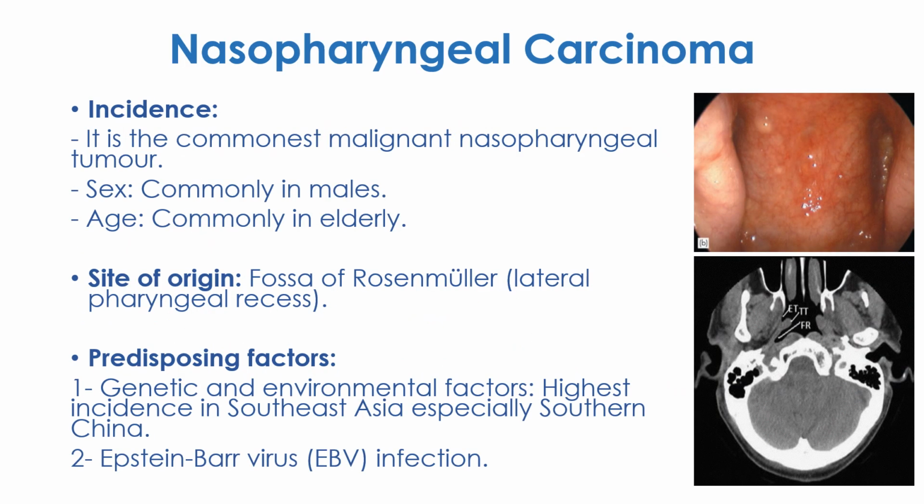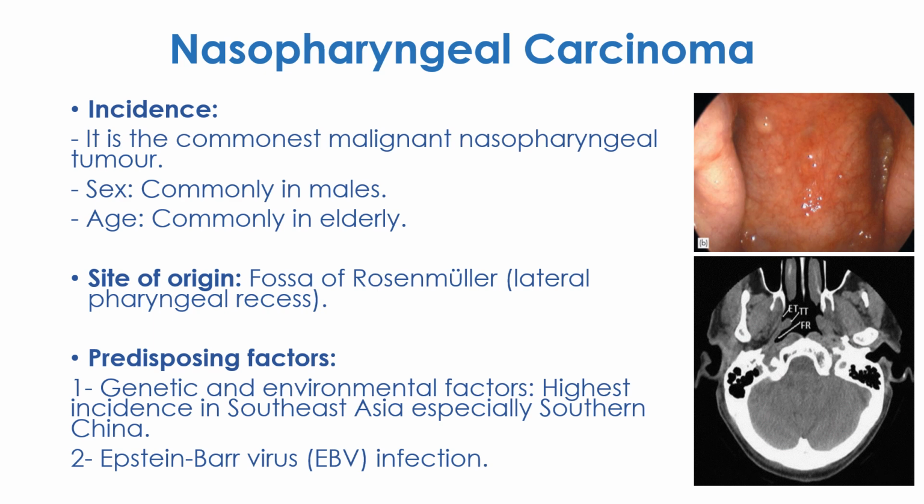Nasopharyngeal carcinoma is the most common malignant nasopharyngeal tumor. It's common in males and in the elderly population. The site of origin of this tumor is the fossa of Rosenmüller, which is the lateral pharyngeal recess, just behind the tubal elevation on both sides of the nasopharynx.